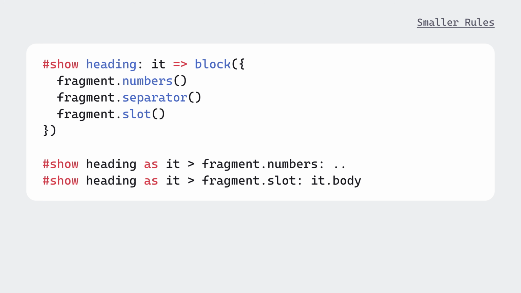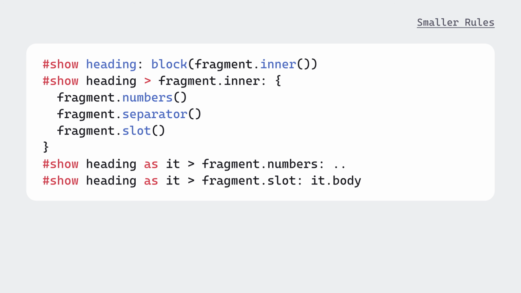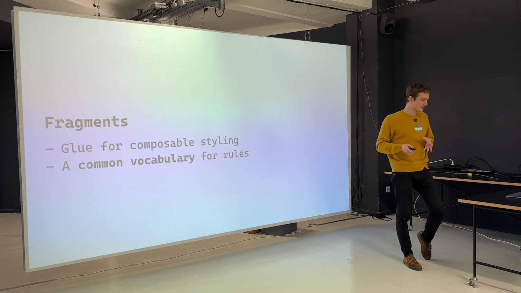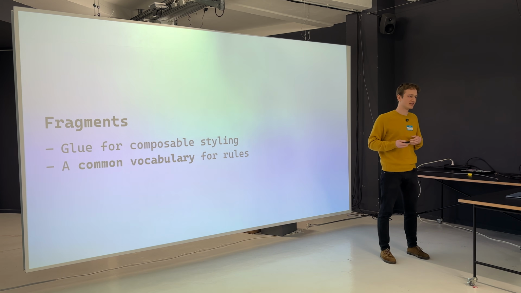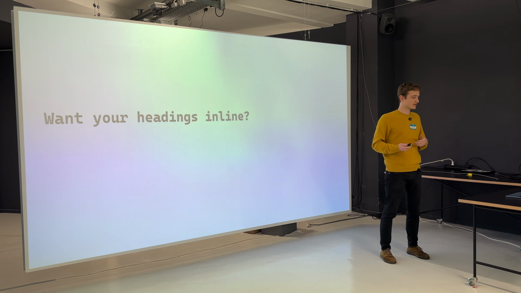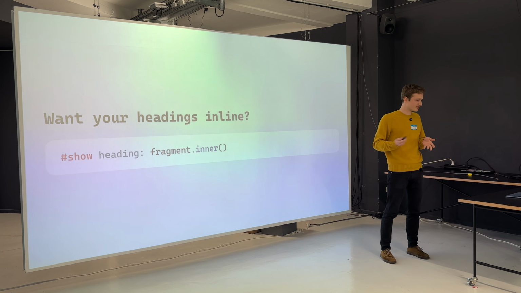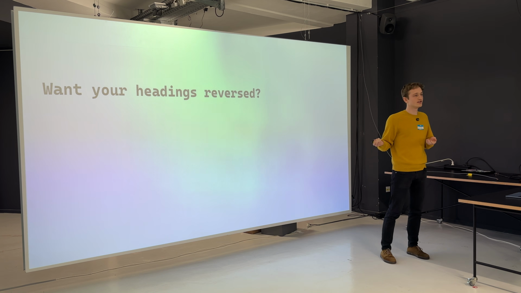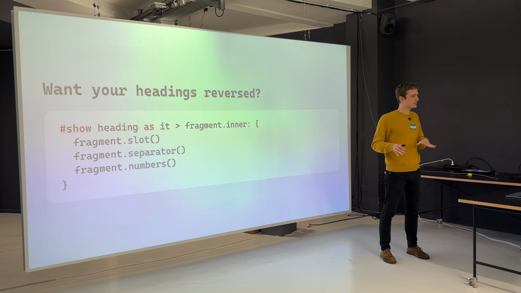So what's really happening here is that the numbers, the separator, and the slot are the inner thing of the heading, and the inner thing happens to be in a block. The nice result is that these fragments are just some glue that we put between our rules, for the rules to have some common vocabulary. And we can use these in our own rules. So if you want your headings inline, just get rid of the block by using the inner fragment. If you want to have your headings reversed, ignore the whole block thing, it will remain in place, but really find the inner part.